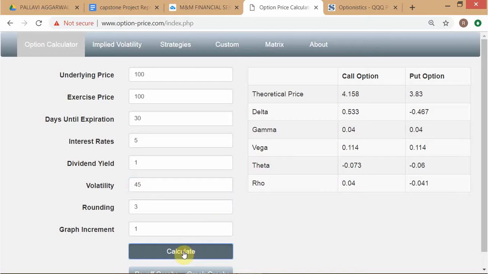Like in Excel, if I put that value at $5, yeah, so by changing the volatility, the amount of volatility will automatically be taken. No, no. Let me just finish the calculation. Let me explain to you first.